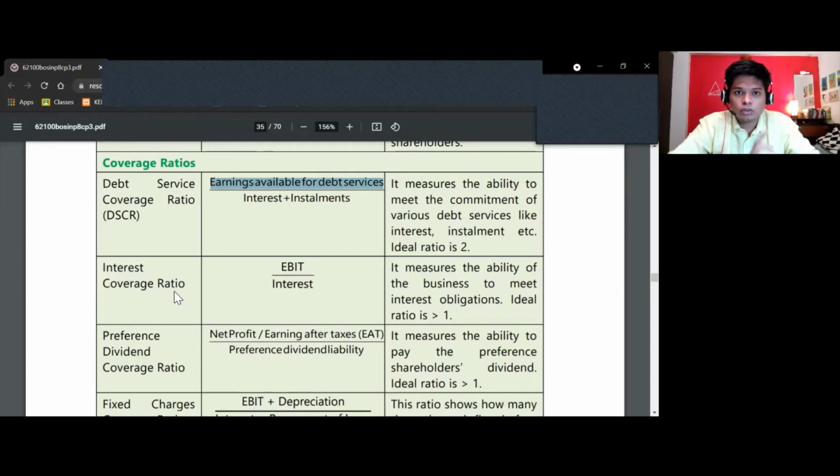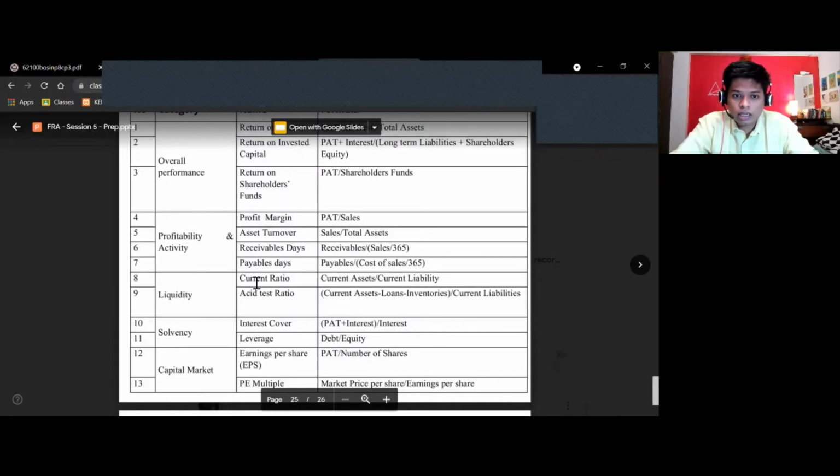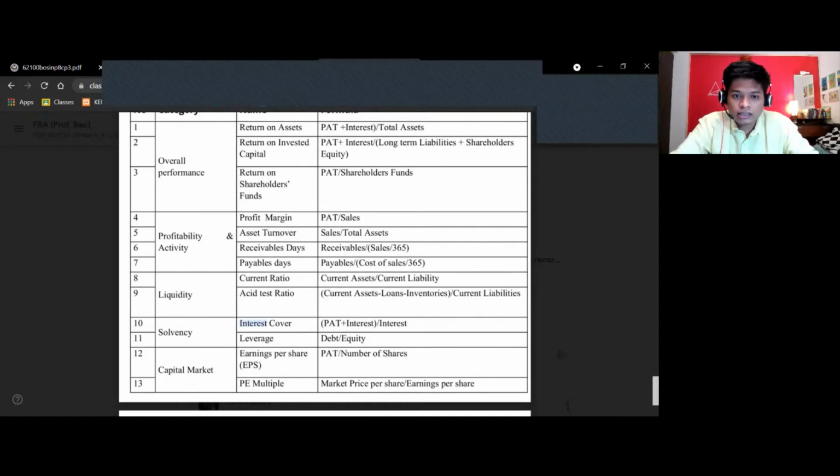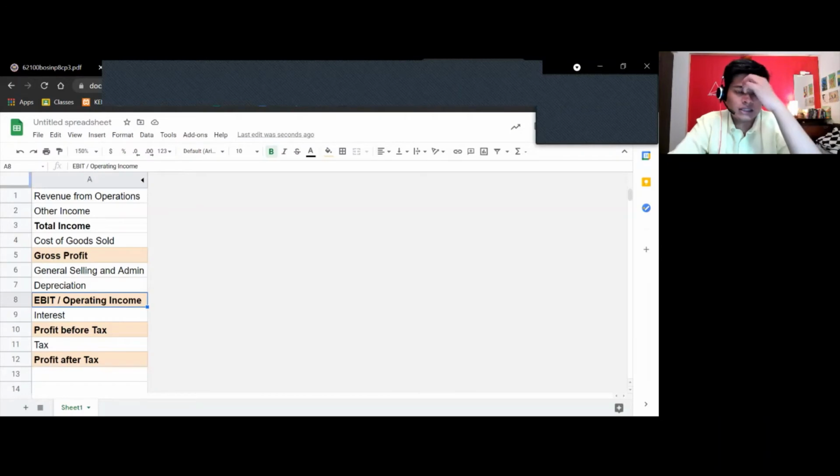Similarly, for interest coverage ratio, I need to explain one thing. Here, interest coverage ratio is given as EBIT by interest. Whereas in case of what sir has done in class, let me see if I can open this. Okay, so here in class, interest coverage is given as PAT plus interest divided by interest. PAT is profit after tax, plus interest, so this one plus this one divided by interest. That is what sir has done in class.